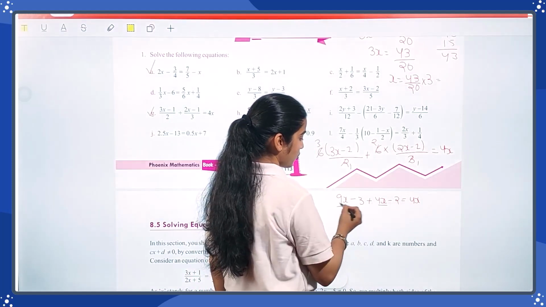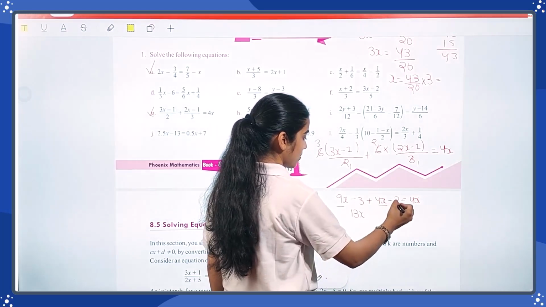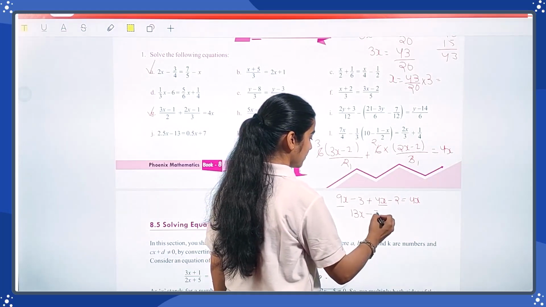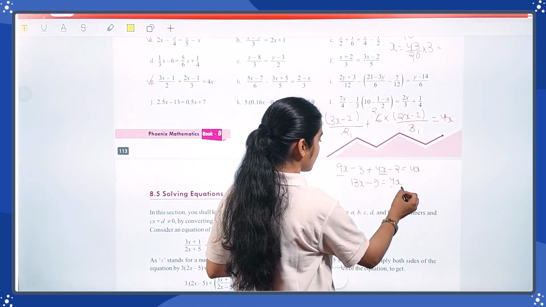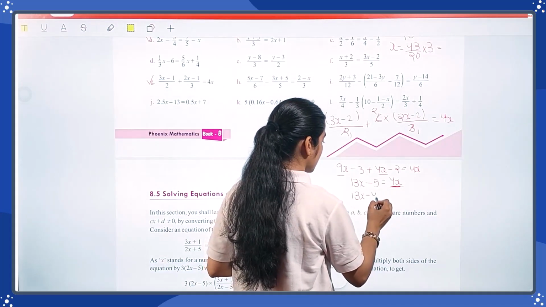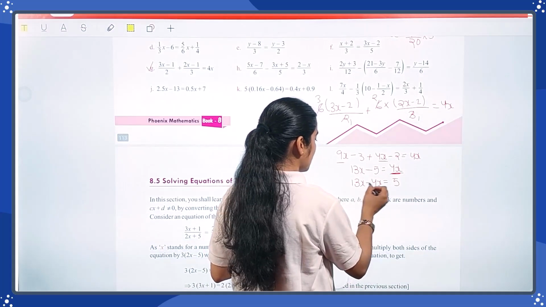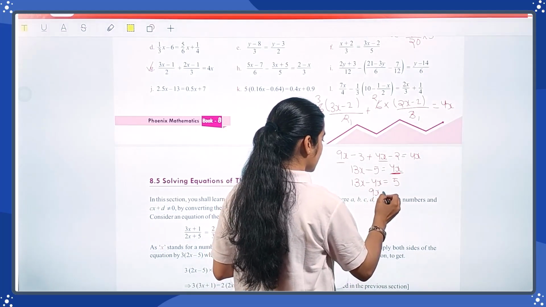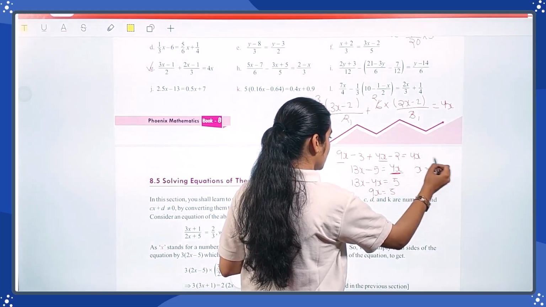9x and 4x both are in plus, so we have to add this. 13x minus 2 minus 5 plus, and then 4x. So now we have to change this 4x. So 13x minus 4x is equal to plus 5. 13x minus 4x is 9x, that is equal to 5. x is equal to 5 upon 9.